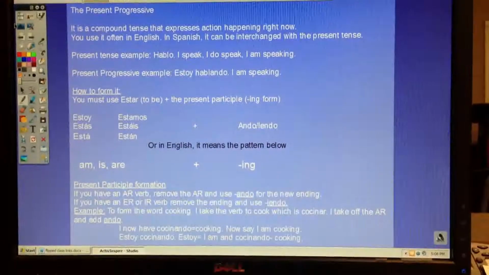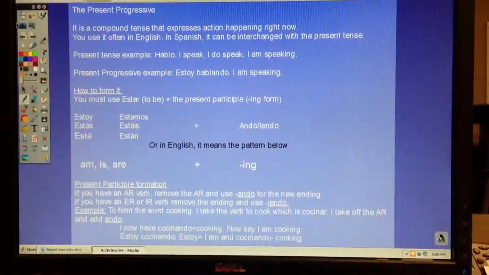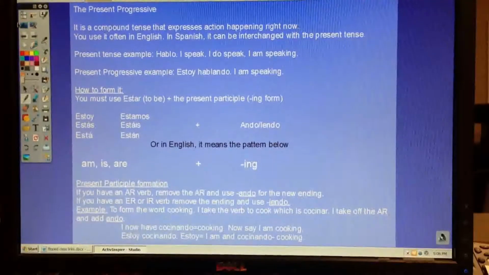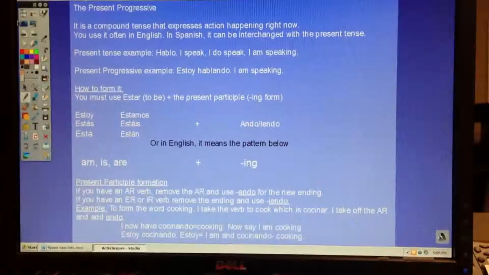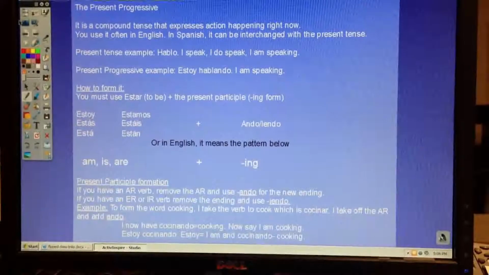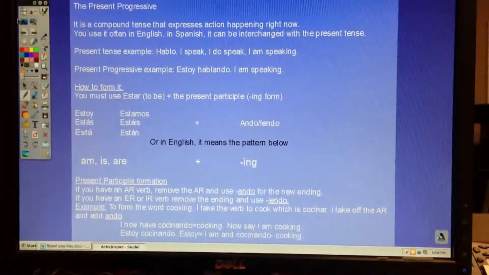Now, we use this often in English, and you just don't know what it's called, but we say things all the time like, oh, I'm going to my friend's house after school. She is going to study with me. So we know how to use the ing form of a verb. Let's talk about how it's done in Spanish.